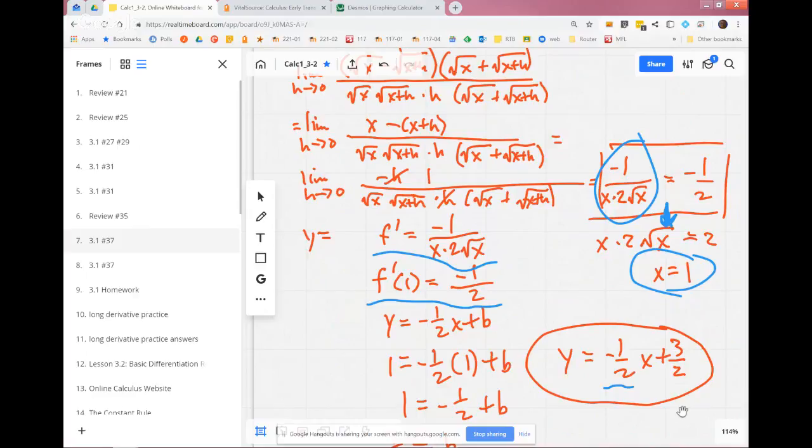Does anyone want to make a comment, or does anyone need to see the detail on this one? If so, I would be happy to show it. Not hearing anything, so what we'll do is we'll move on.